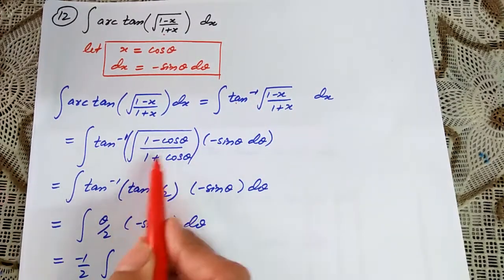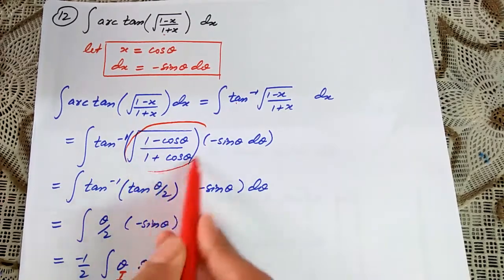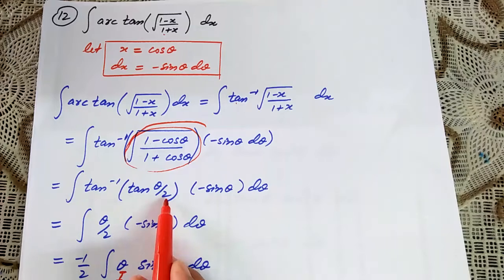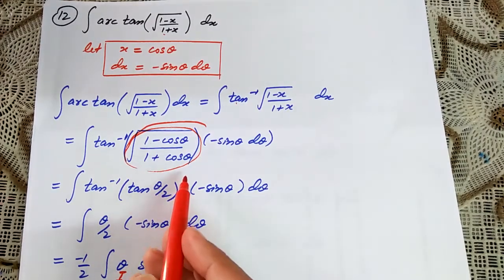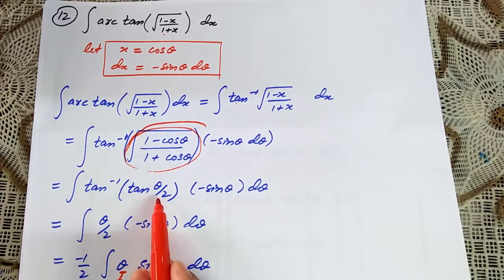We'll get the square root of (1 minus cos theta) over (1 plus cos theta). We know that this is the half angle identity of tangent theta by 2. This is a direct formula. If it is memorized by you, you can write it directly. These are the half angle identities. We did these half angle identities in the first year mathematics course, in the first year trigonometry part.